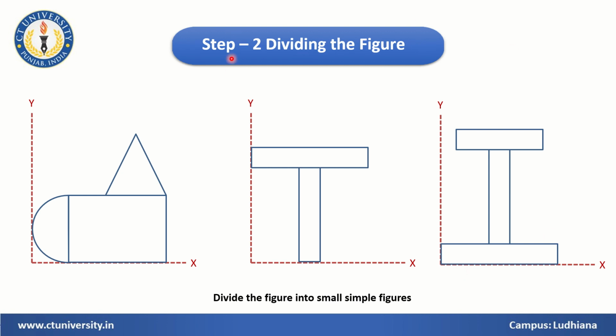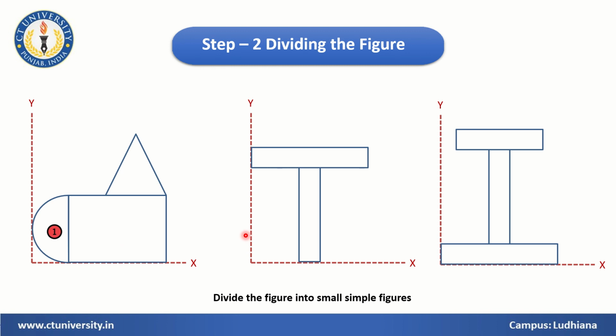Then we have our second step, that is dividing the figure. So any given shape or any given figure, we are taking again the same examples. Step 2 will be dividing the figure into a number of simple shapes. We can see that this shape can be divided into three different shapes: a semicircle, a rectangle, and a triangle. So we can divide this shape into a small number of simple shapes, right?